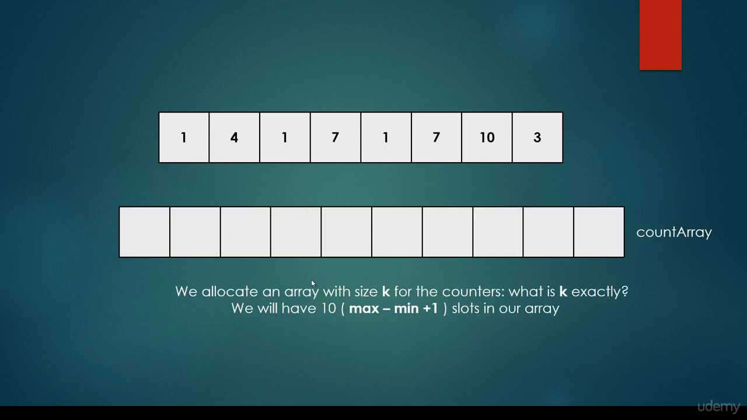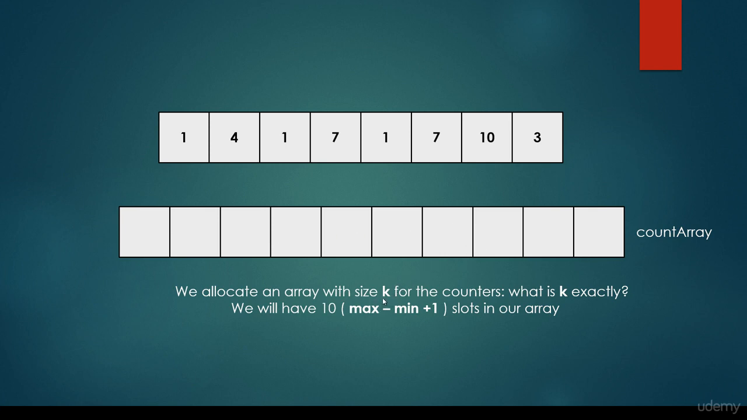So we allocate an array with size k for the counters. What is k exactly? We will have 10 in this case because the maximum item is 10, the minimum item is 1 in this one-dimensional array. So k is equal to max minus min plus 1. 10 minus 1 plus 1 is equal to 10. So we need 10 slots: 1, 2, 3, 4, 5, 6, 7, 8, 9 and 10.